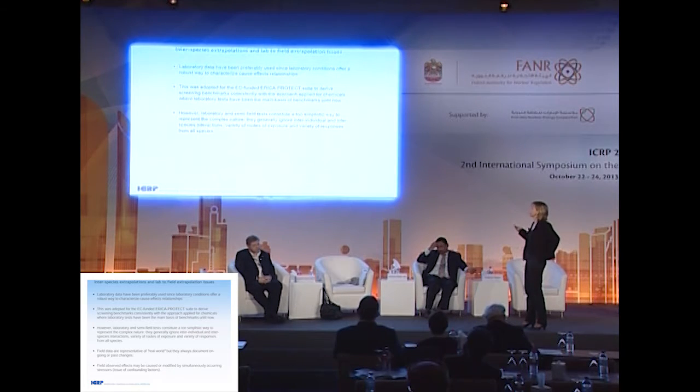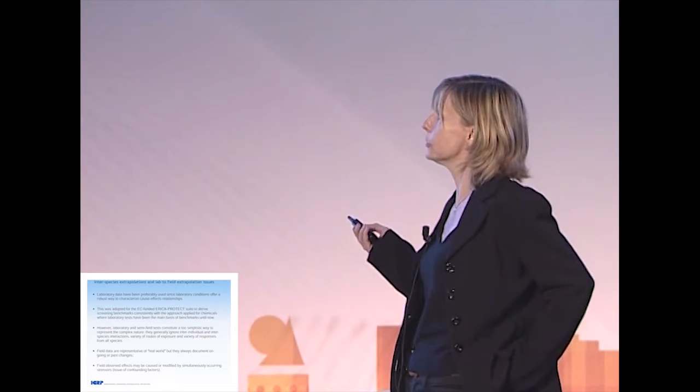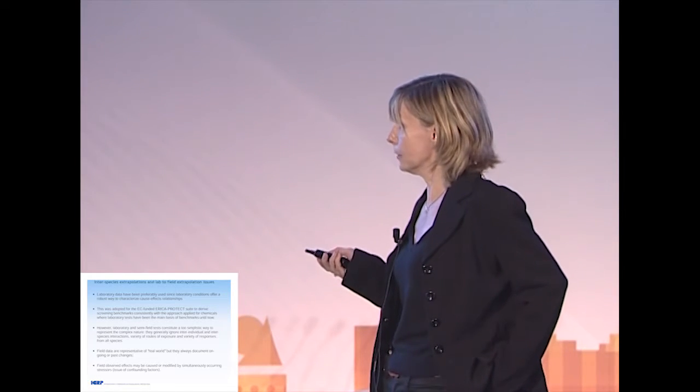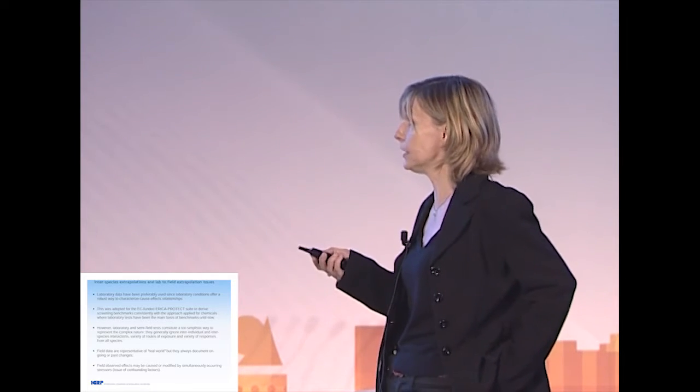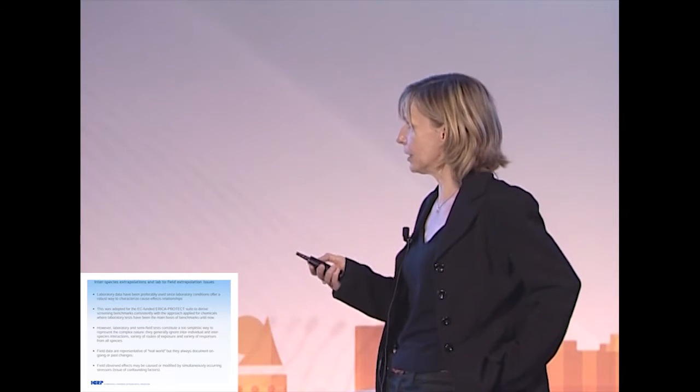However, it is clear that laboratory and semi-field tests constitute a very simplistic way to represent the complex nature of ecosystems, especially because they ignore inter-individual and interspecies interactions. They ignore the variety of routes of exposure and the variety of responses from all species. Field data, on the other hand, are obviously representative of the real world, but they always document ongoing and past changes, and the observed effects there may be caused or modified by simultaneously occurring stressors. And like in any eco-epidemiological study, you've got the issue of confounding factors, which is a really big issue.